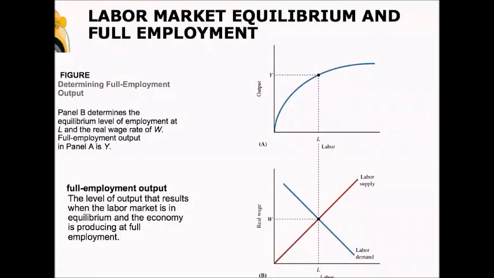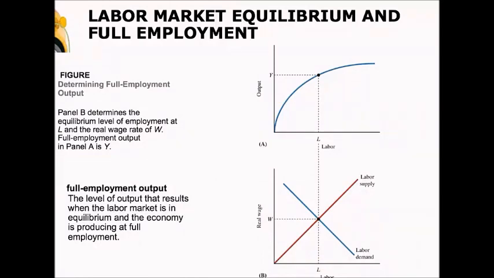labor demand. So the question we ask in our production function is, given an amount of labor, how much output will we produce? So if we want to know how much output is being produced, we need to know how much labor is being used. That's told to us by the labor market. At equilibrium in the labor market, we know real wages are going to be equal to W, and the amount of labor being used is L.